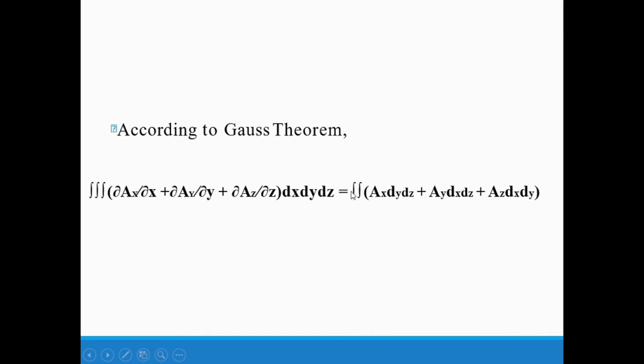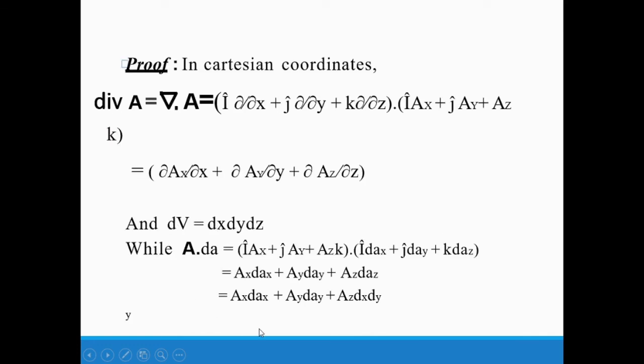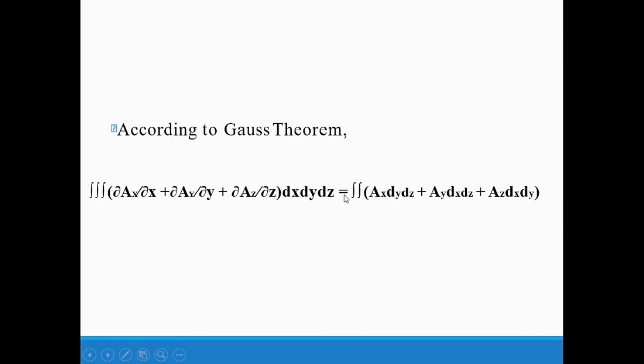To represent the surface integral, I have taken two integrals. This surface integral of Ax in terms of dy dz, plus Ay in terms of dx dz, and Az in terms of dx dy, that we got from this. So this is the surface integral value of A dot dA. That means we have shown any volume integral can be changed into a surface integral with the help of divergence, or else a surface integral can be changed into a volume integral using the Gauss Divergence Theorem, hence proved.